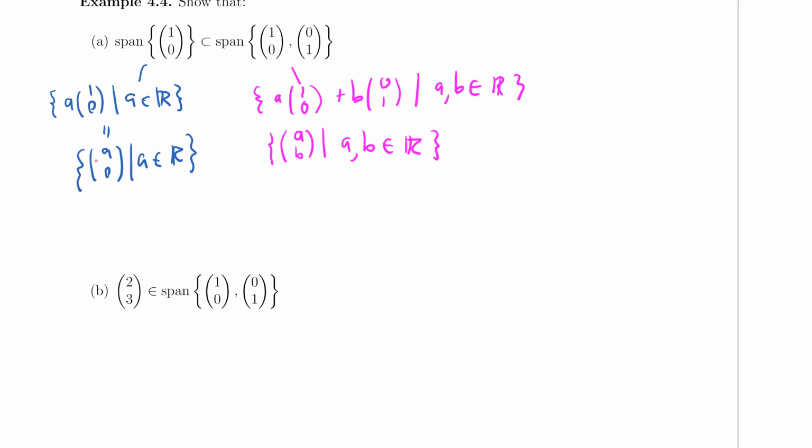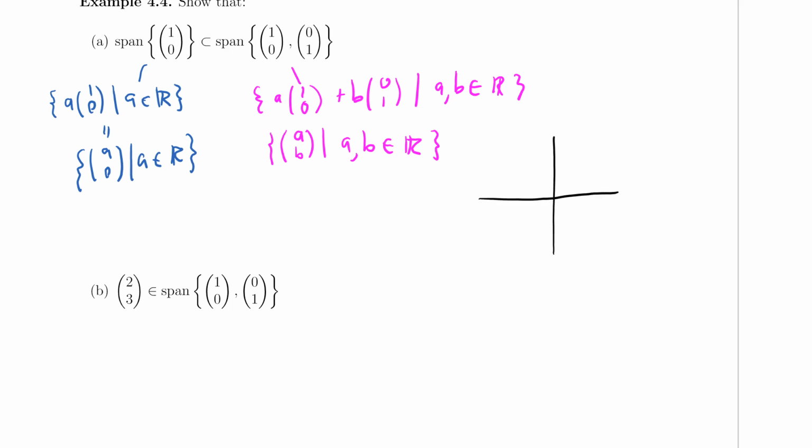And it's pretty easy to see that my left hand side is smaller than my right hand side. On the left hand side, I need my second coordinate, the bottom coordinate, to be 0. Whereas on the right hand side, both coordinates can be anything, a and b can be any real number, 0 included. So that's why the right hand side contains the left hand side. Another way that we can look at this is the geometric interpretation of it.